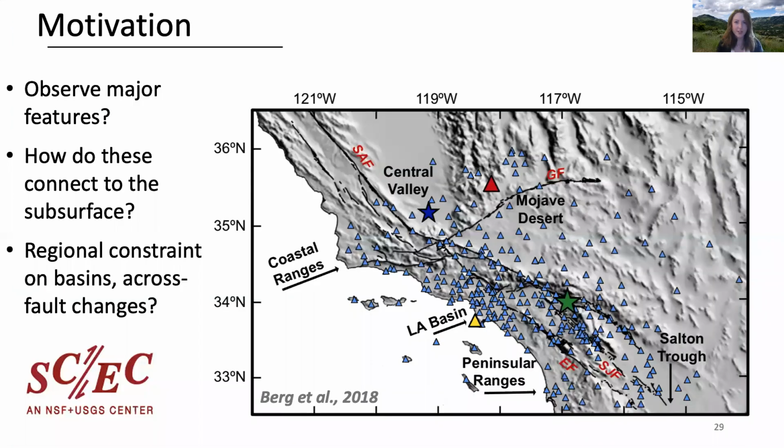Our specific questions are: do we observe major features, including the basins, Central Valley, Los Angeles, and in the Salton Trough? Do we also observe mountains, including the Coast Ranges, the Peninsular Ranges, which are to the south, and the Sierra Nevada Ranges? How do we connect the surface geology to the subsurface? Can we gain regional constraint on the basins and see changes across the major faults, including the San Andreas, the San Jacinto, the Elsinore, the Garlock, and the San Andreas to the north?